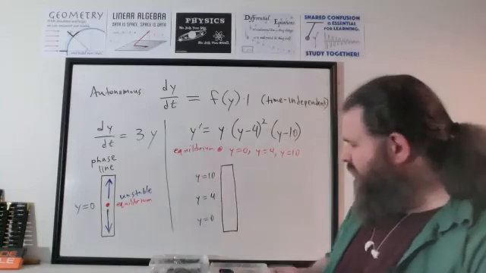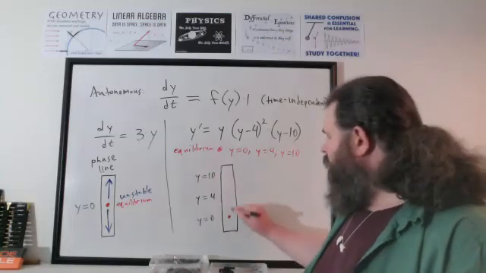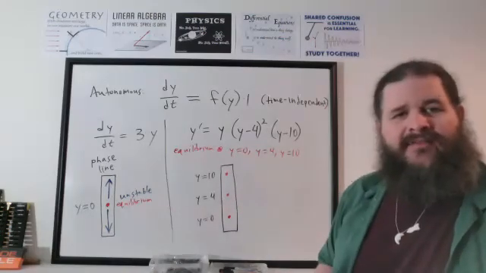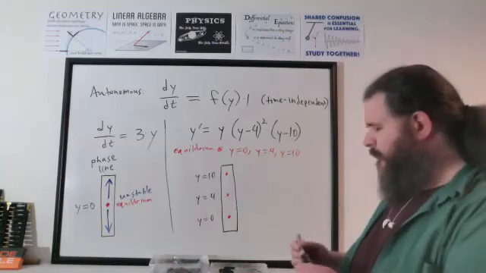And this doesn't have to be to scale, really. You just need to mark and label the important points: 0, 4, and 10. If it starts at any of those values, it'll stay there forever. But we want to consider what's going on in between those as well.